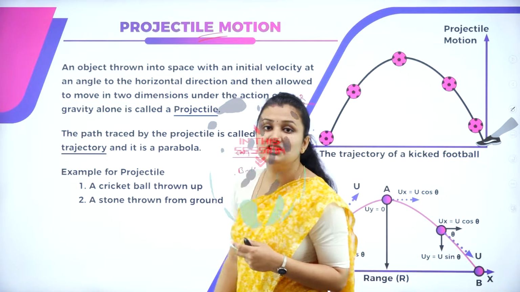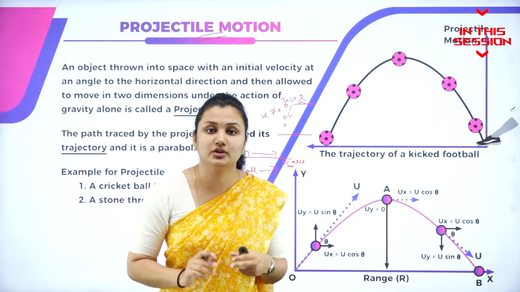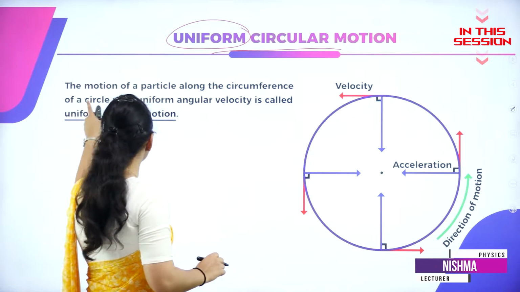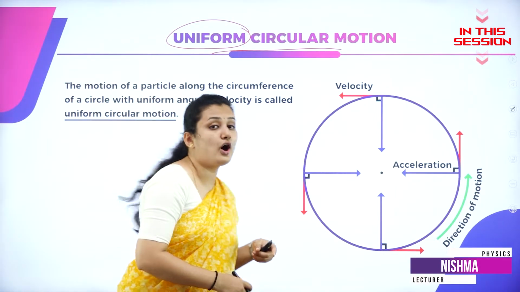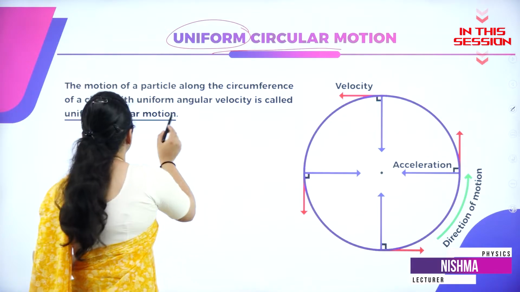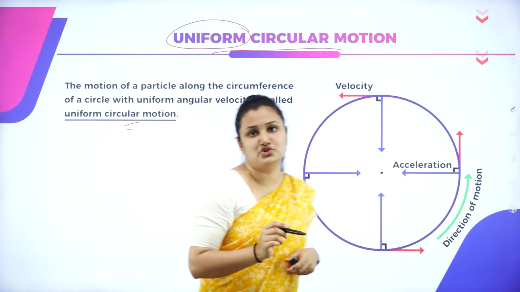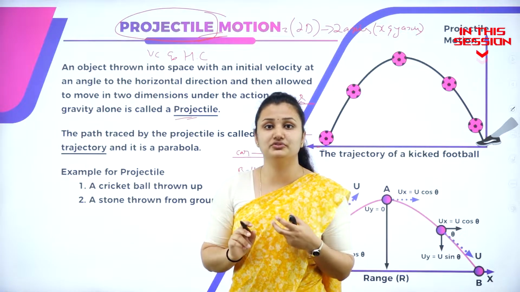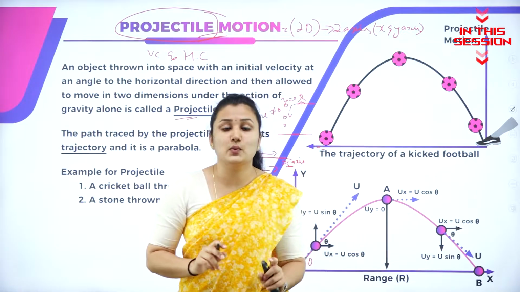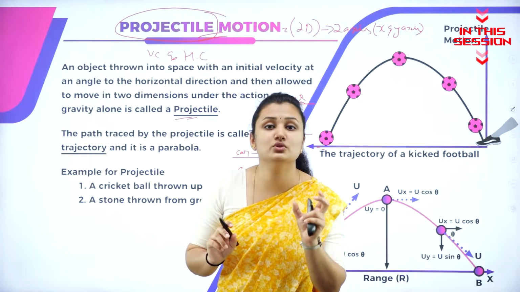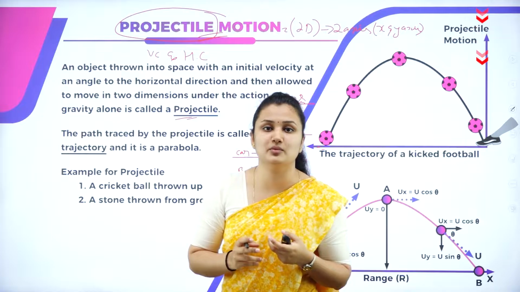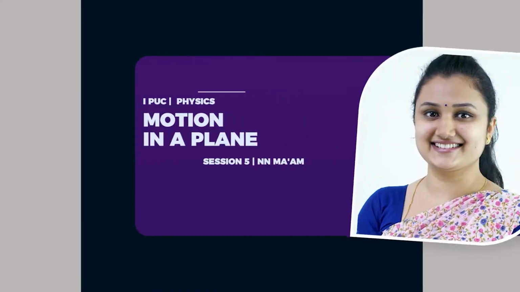Projectile motion, initial velocity is not equal to 0. The motion of a particle along a circumference of a circle with uniform angular velocity is called uniform circular motion. We need two axes, x as well as y, to describe the motion of the body here. That is why projectile motion is a two-dimensional motion, where we are taking two axes to describe the motion of the object.